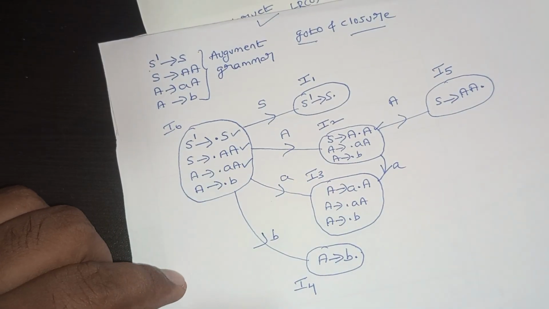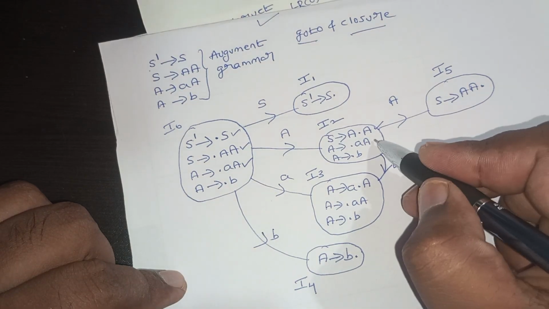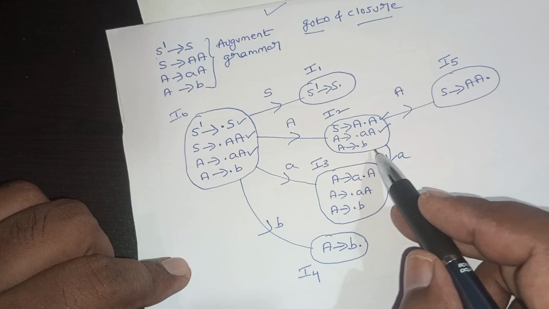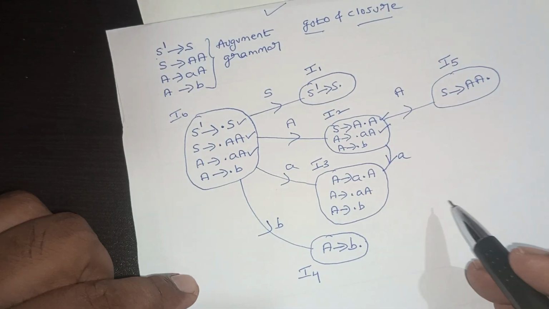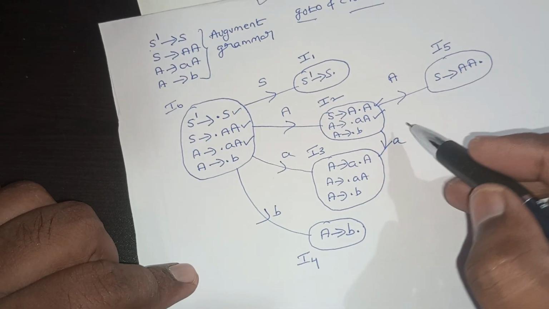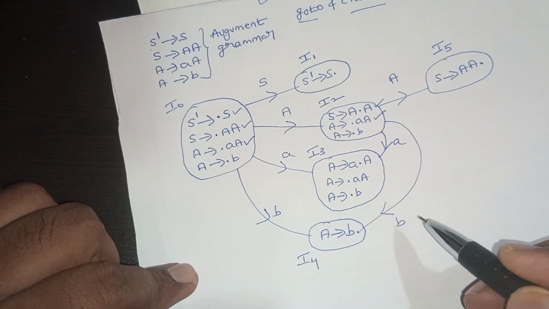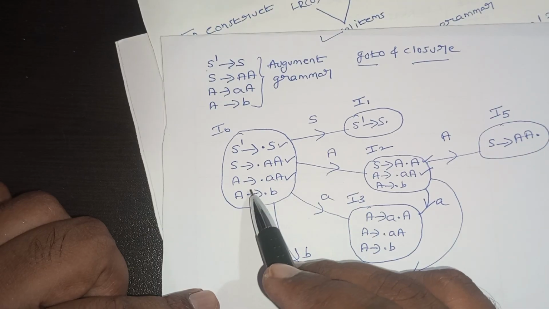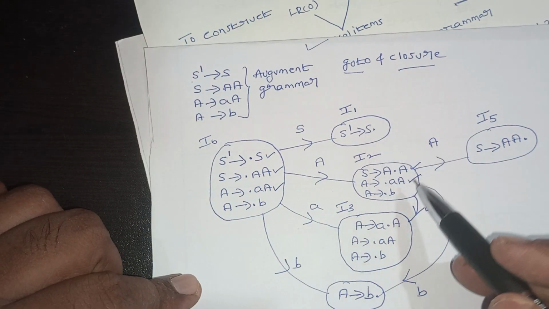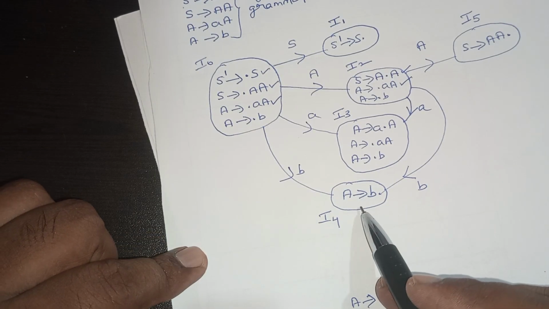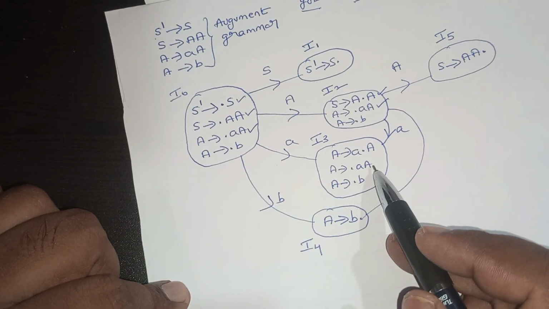Okay, now again what is pending? So this also is over. Now we come to here. A tends to B dot. Now where do I have to go? Simply take an arrow like this, B. So I0 is over, I1 is over, I2 is over, I5 is over, okay, I4 is over. What is pending? I3 is pending.